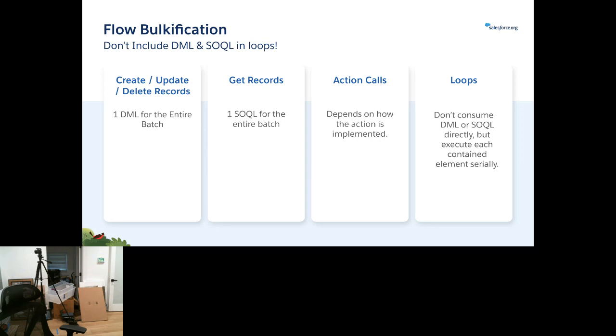Action calls, it's going to depend on how the action is implemented. So during runtime, the flow runtime will compile a list of inputs across all of the relevant flow interviews in the batch, and then it passes that list into a bulk action call. But from that point, it's up to you as an action developer to ensure that the action is properly bulkified.